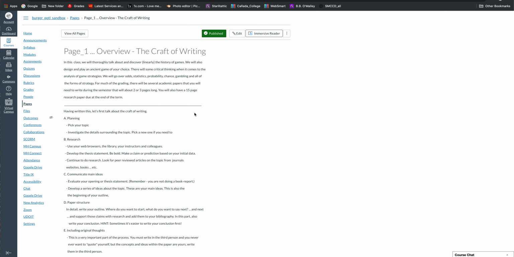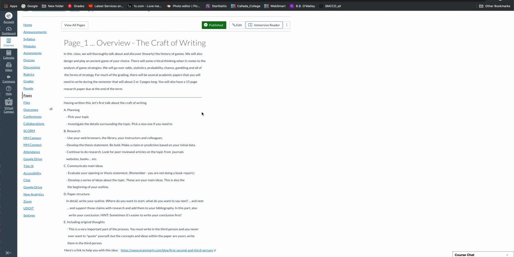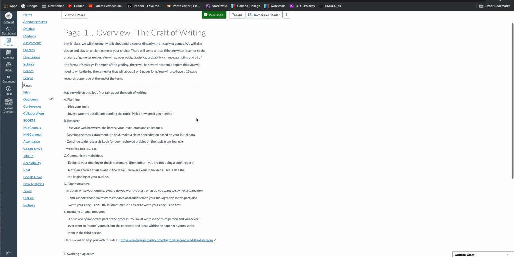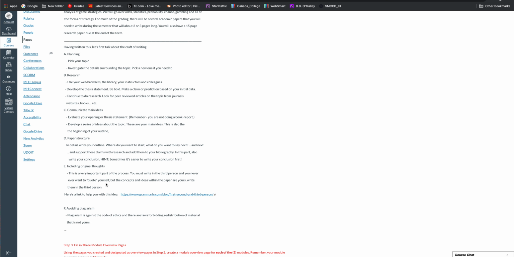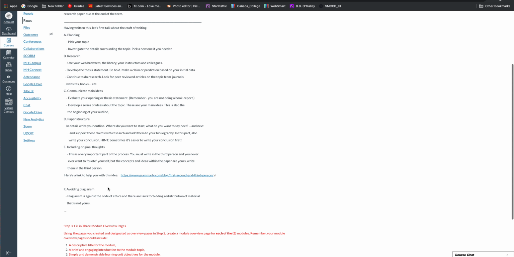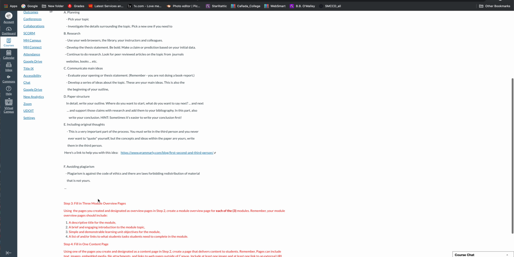Topics for the midterm and final paper will be of your choice. The other papers will be just short essays on whatever topic you all get assigned for that day. But when you're writing, we're going to talk about the craft of writing and how to plan, how to research, how to communicate your ideas, how to put your paper together, how to write an outline, including your original thesis statements and writing a conclusion. We'll also talk about avoiding plagiarism.